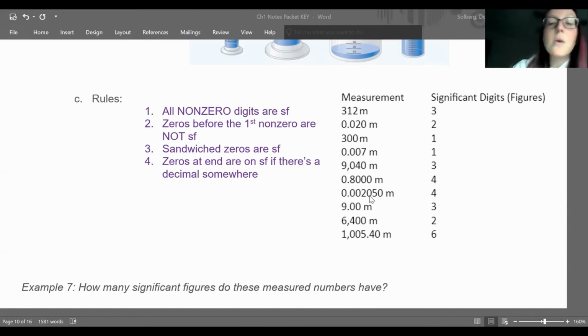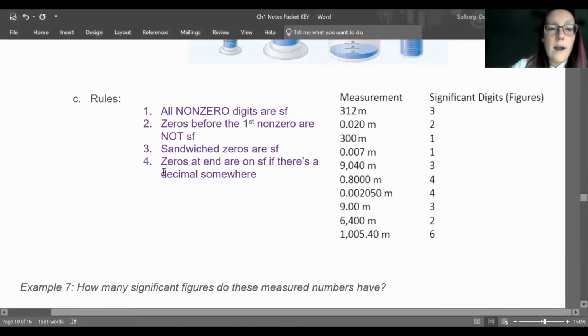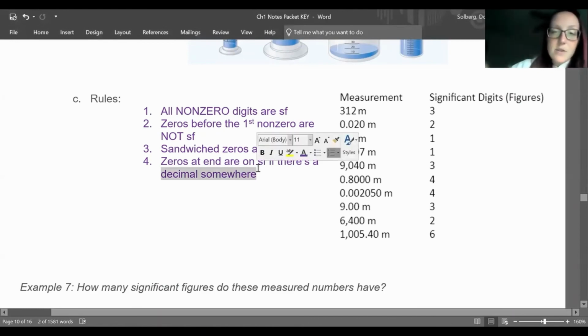The 0 right here, between the 2 and the 5 in this number, is significant. So zeros in between are significant. And then if you're looking at the ones at the end, there is a rule that tells you when they are and when they're not. So let's review really quick. Zeros before the first non-zero don't count. Sandwich zeros do. And zeros at the end, it depends. What does it depend on? If there's a decimal somewhere in the number, then the zeros at the end, or to the right, do count.